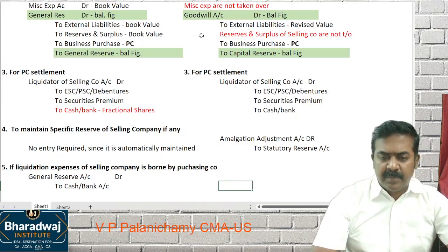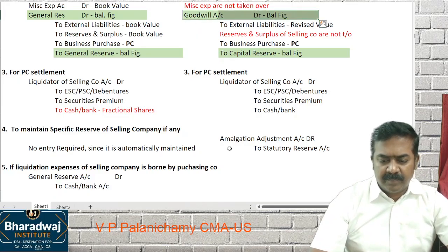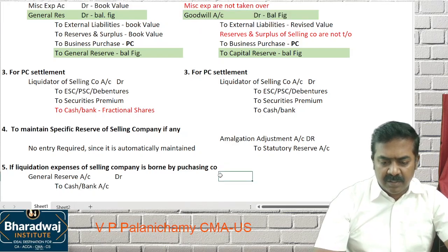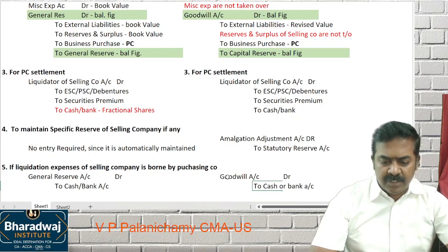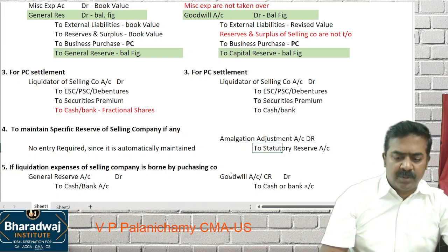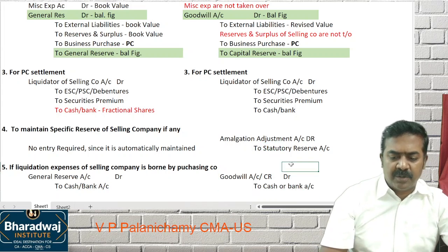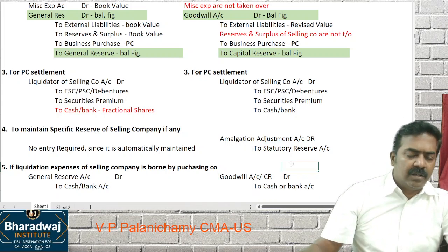Here, which one is becoming the balancing figure or shock absorber? Goodwill or capital reserve? We will adjust with goodwill account, credited to which account? Cash or bank. Suppose in the first entry the gap is capital reserve; we will adjust with which one? Capital reserve. Goodwill or capital reserve account, debited to which account? Cash or bank account. Like that, we will pass.